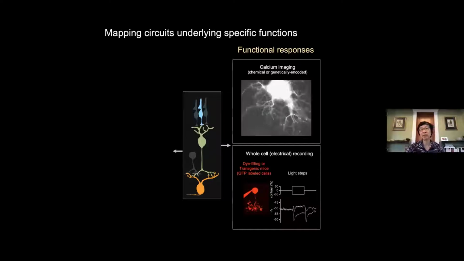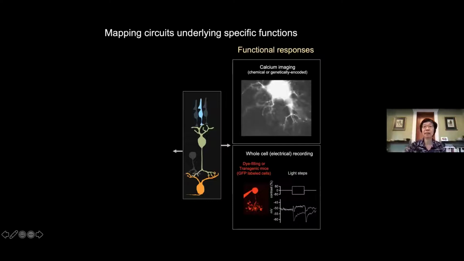Well, there are many ways, but here are just 2 examples. One showing here is using whole cell electrical recording techniques where you have an electrode that's patched on the cell body of a neuron. And then in this particular case, you can either target the cell because it's been labeled in a transgenic line, in which the cell expresses green fluorescent protein, for example, or you can identify the cell later by filling the cell with dye during the recording. You can then present light stimuli and look at the electrical changes or the voltage changes in response to those stimuli. Another method is to use calcium imaging.